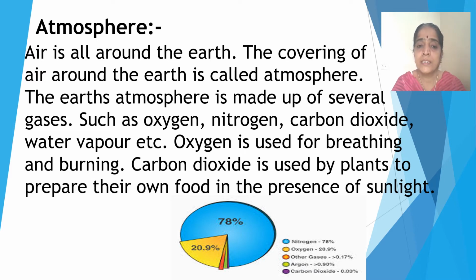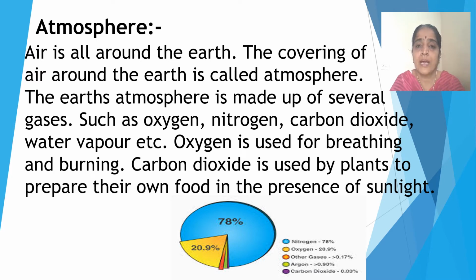So, what is that? Atmosphere. What is that atmosphere? It's a covering of air around the earth, and the earth's atmosphere has many gases, and the maximum is nitrogen. In the slide, you can see the slide I have already drawn for you. That is 78% nitrogen, and 20 plus percent is oxygen, which is used for breathing and burning. And there are other different types of gases which are shown in the slide. You can go through the slide and you can learn it. Okay, now read along with me.